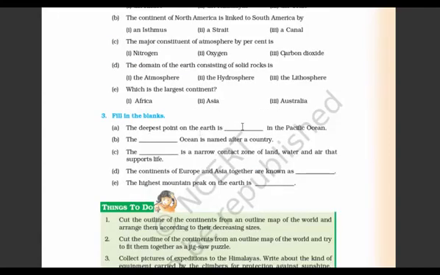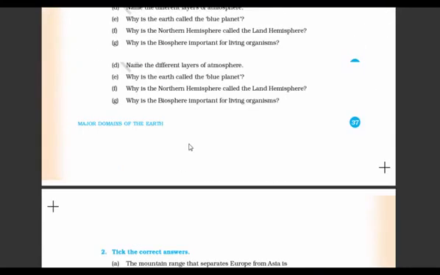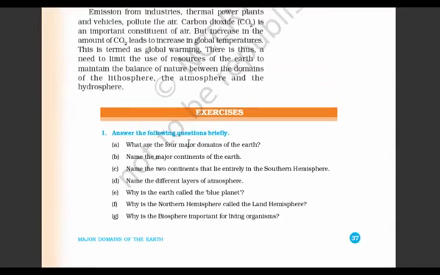Fill in the blanks. The deepest point of the earth is the Mariana Trench, which is 11,000 something meters, in the Pacific Ocean. The Indian Ocean is named after a country. The biosphere is a narrow contact zone of land, water and air that supports life. The continents of Europe and Asia together are known as Eurasia. The highest mountain peak of the earth is Mount Everest, and the largest range of mountains is the Andes, which is in South America.